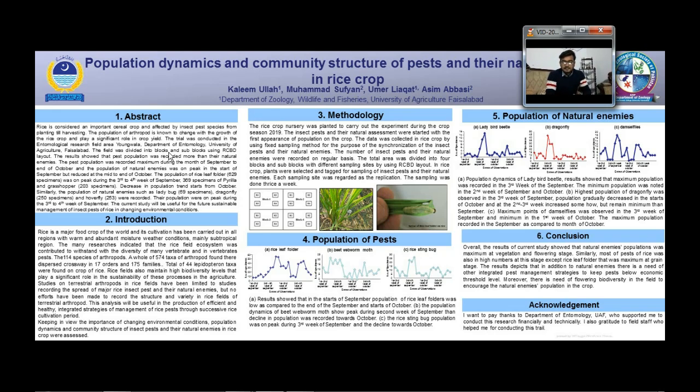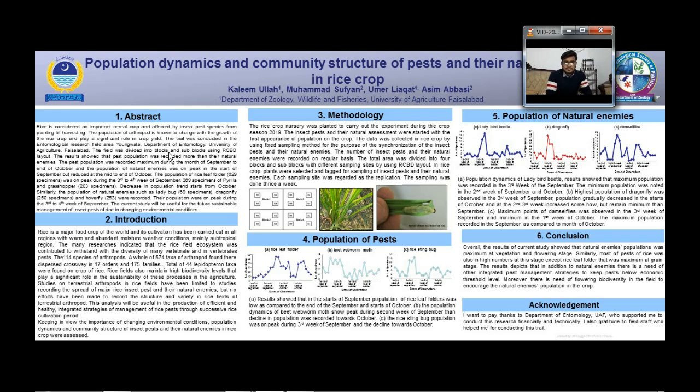Regarding the other insect pests, if we talk about the natural enemies, their population also changed dramatically from September to October, but the maximum population was recorded in the third to fourth week of September.